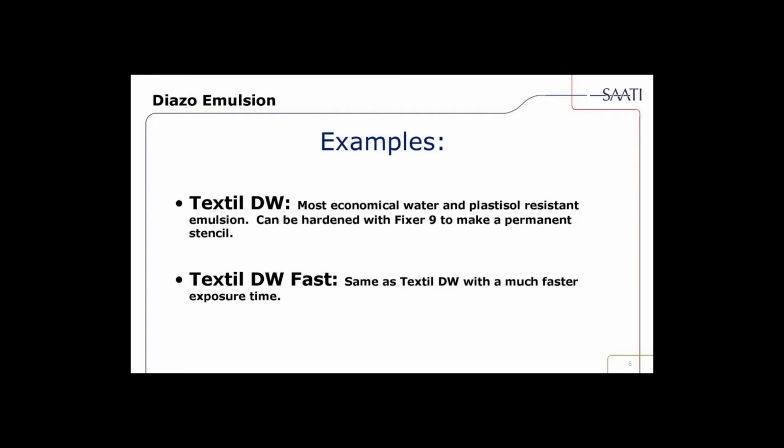Textile DW is the most economical water and plastisol resistant emulsion. And this product can be hardened with our fixer number 9 to make a permanent stencil. That would be done if somebody's running water-based towels, or they want to make one screen to last several months where they can clean it and store it and bring it back and clean it and store it and just get multiple uses. The Textile DW Fast is the same product as DW, but has a much faster exposure time. We achieve this by using a different diazo that you mix into the emulsion before use.